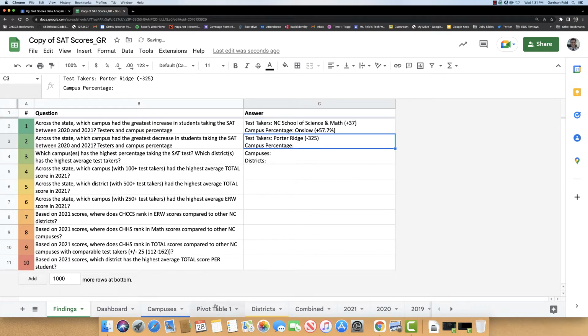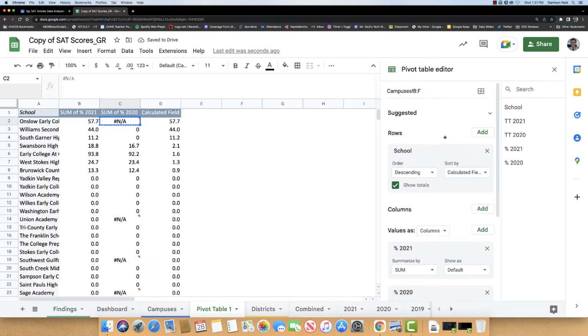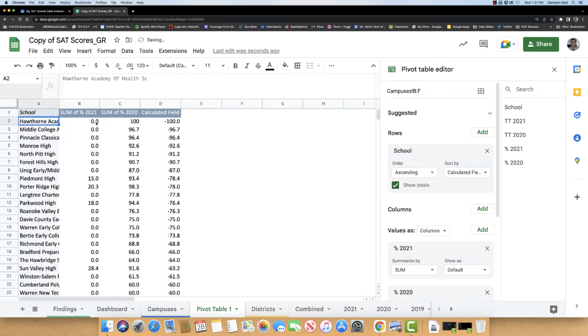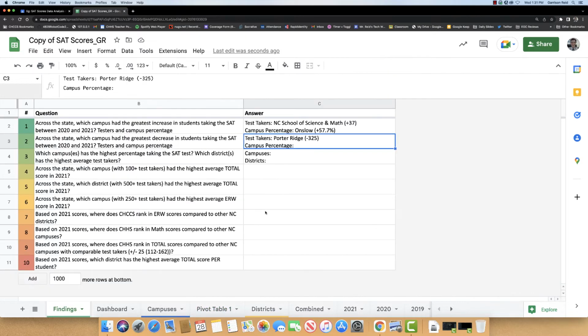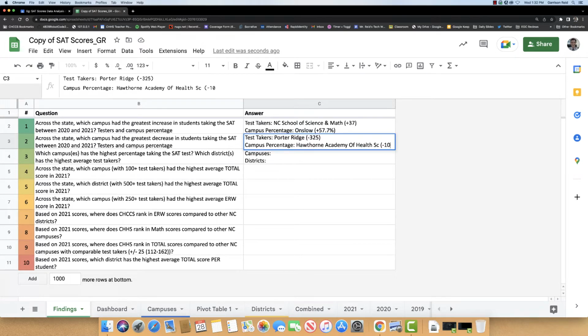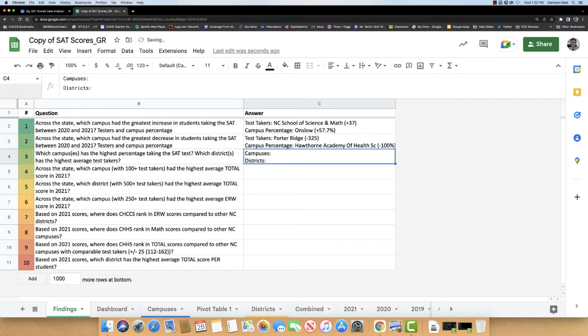And then let's do the opposite of our calculated field, ascending, and we see that Hawthorne Academy went from all 100% of their students taking it to 0%. I don't know anything about the school, so I don't know the backstory there. Again, that's the challenge that data presents: you have to do some research to understand what your data might mean.